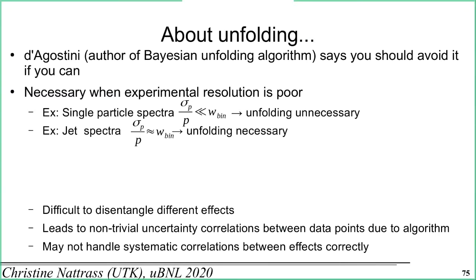Because of the nature of jet measurements, it's really hard to get the jet's momentum or energy measured much better than about 10%. So that means if you're measuring a 100 GeV jet, and you want bins that are on the order of 10 GeV, you need to do unfolding. The reason is that those jets are going to get smeared around.